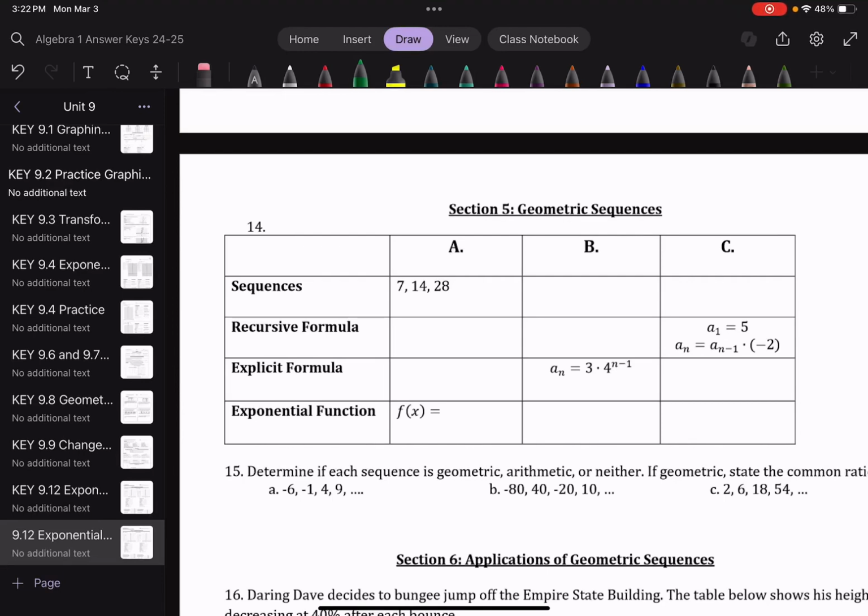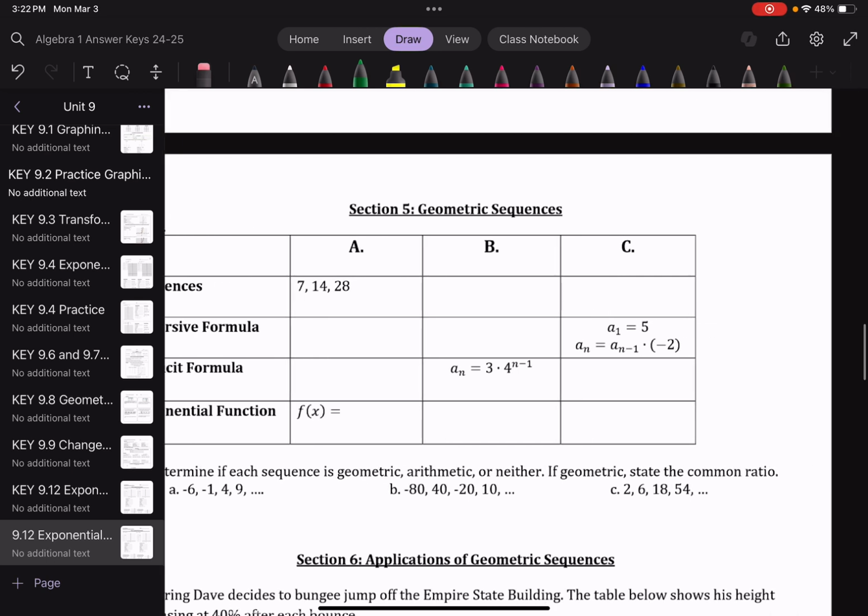Guys, we are still on our Unit 9 test review, but we are moving on to our third page, which starts off with Section 5 in geometric sequences. So remember here we've got a few different forms. We have the recursive form, which is going to be a sub 1 is equal to some value, and a sub n is equal to a sub n minus 1 times my r value.